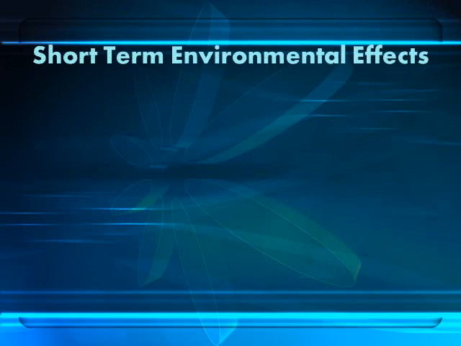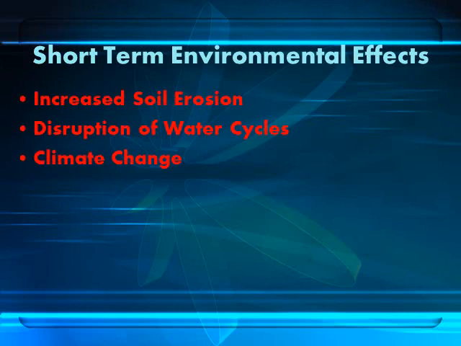First, we divide the environmental effects into two categories. One is short-term environmental effects and the second is long-term environmental effects. In short-term environmental effects is increased soil erosion. It means as a result of deforestation, soil erosion will increase. Yani, soil will become unable to grow further crops and vegetables.